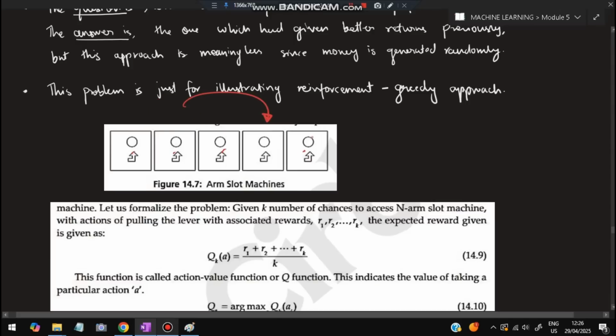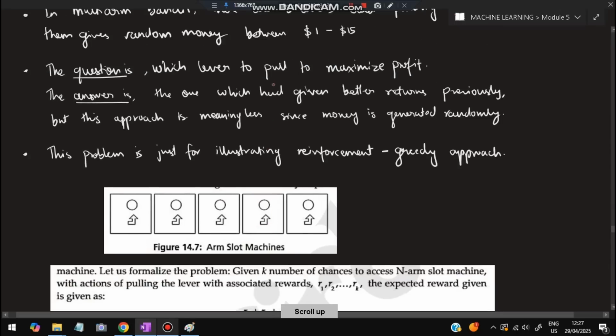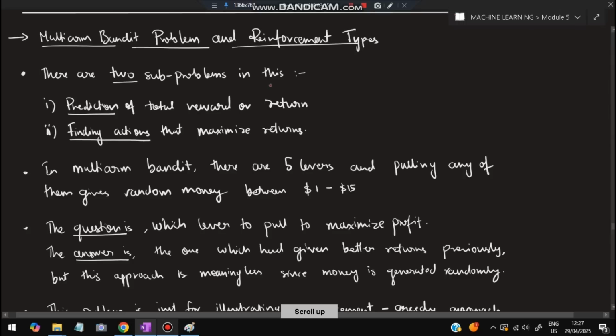Okay, so there are two methods. The first one is exploitation. Exploitation means whatever you are seeing, that one you are exploiting and going, taking more and more. Second is the exploration method. Exploration means you are trying all of them and seeing which is getting more reward, and based on that you are switching back and forth. You will not always stick to one same result. That is the overall thing which is explained in the multi-arm bandit problem and reinforcement types.